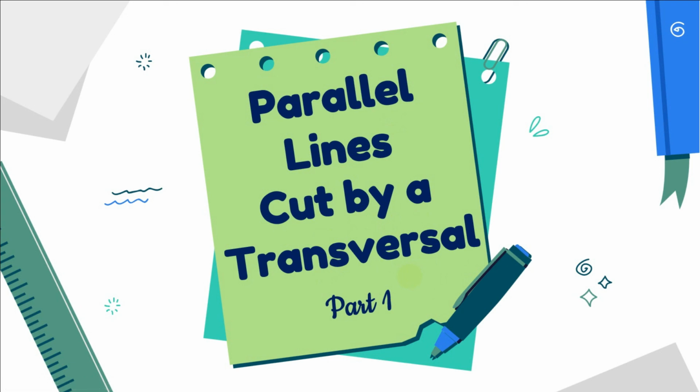Parallel lines are those lines that are coplanar and they do not intersect, while the transversal line is a line that intersects two or more lines. So, for the angle pairs formed by parallel lines cut by transversal, first we have the alternate interior angles, followed by alternate exterior angles. We also have the corresponding angles, then same side interior angles and same side exterior angles. And dahil nga po may intersecting lines tayo dito, makakapagpangalan din tayo dito ng vertical angles.